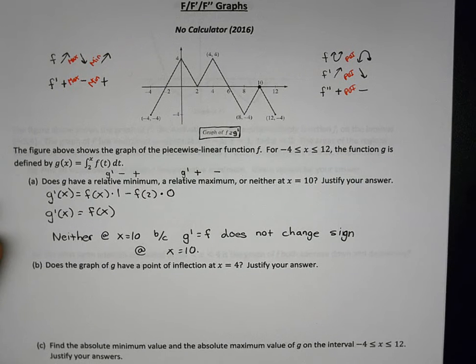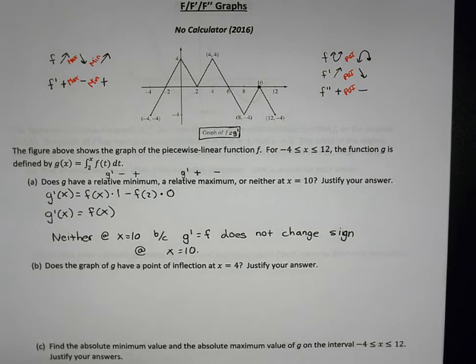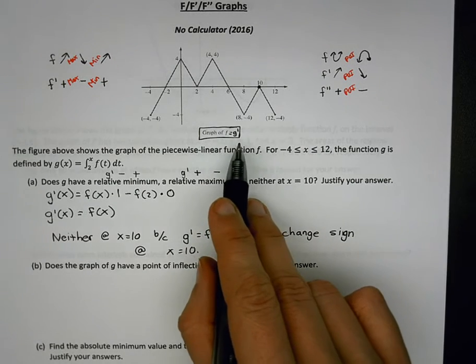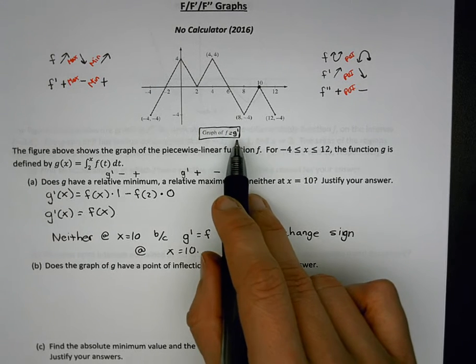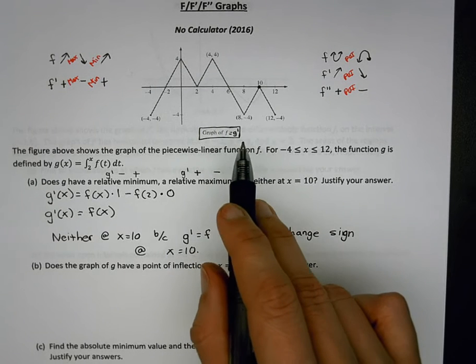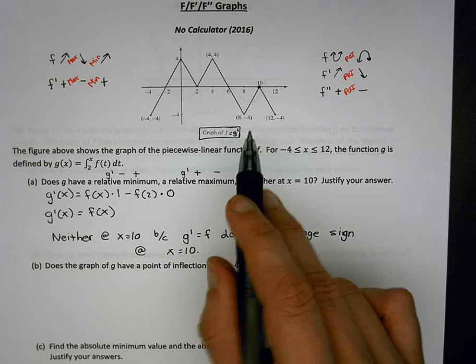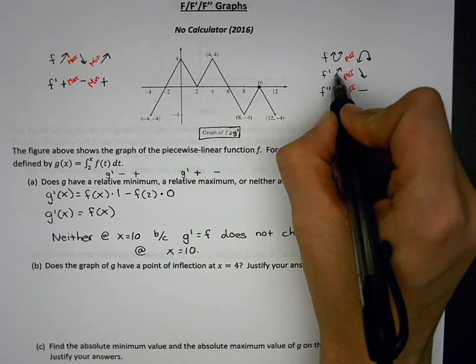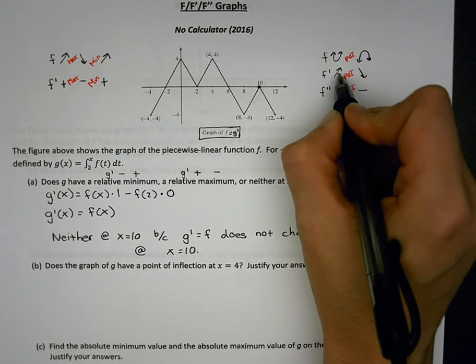Okay, part B. Does the graph of g have a point of inflection at x equals 4? Okay, so you're thinking about, well, for a graph of g, I know what a point of inflection would look like, but I'm not looking at a graph of g. I'm looking at a graph of g prime. So on a first derivative graph, what does a POI look like? On a first derivative graph, a point of inflection is where the graph changes from increasing to decreasing or decreasing to increasing.